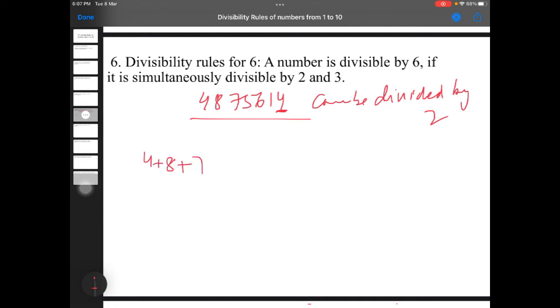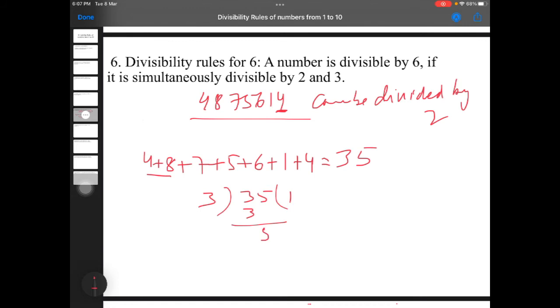4 plus 8 plus 7 plus 5 plus 6 plus 1 plus 4 equals, 4 plus 8 is 12, 12 plus 7 is 19, 19 plus 5 is 24, 24 plus 6 is 30, 30 plus 1 is 31, 31 plus 4 is 35. So 35. Let's see if 35 can be divided by 3 or not. We can see that this number cannot be divided by 3. So that means this whole number cannot be divided by 6.